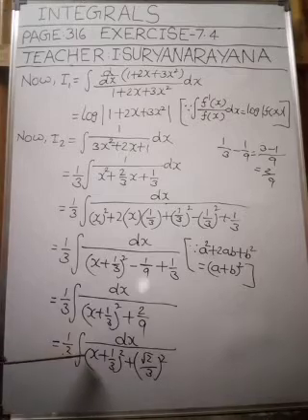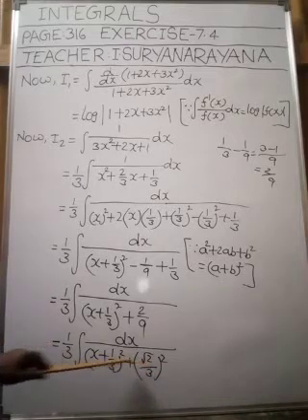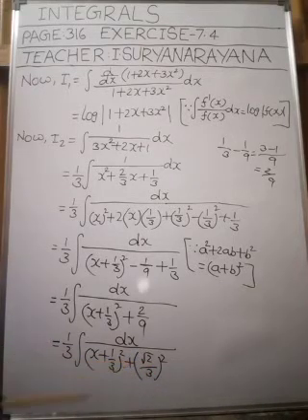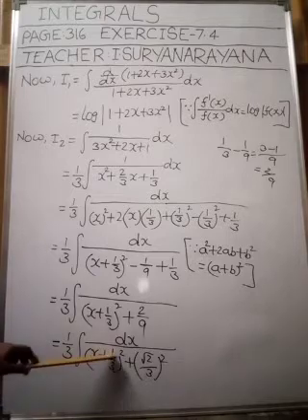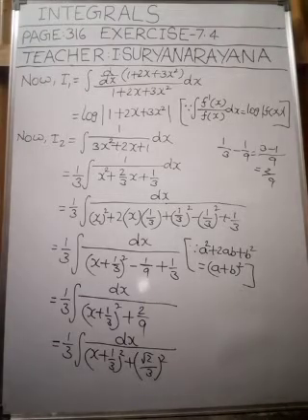Now if you observe this integral, it is in the form of integral dx by x square plus a square. Standard form. What is the form? Integral dx by x square plus a square. What is the formula? Yes, 1 by a tan inverse of x by a. We use that integral formula. Okay, my children? Understood? Right.